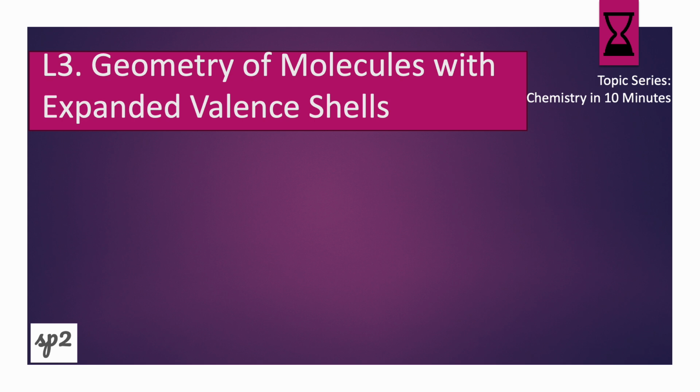We are going to continue our discussion on the geometry of molecules with a little bit of extra electrons around them. They're known as expanded valence shells. That means we need to look at the molecules that have either 5 or 6 electron domains. And there's going to be a practice as well.